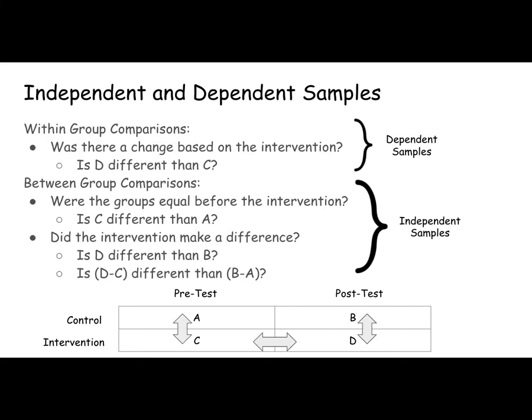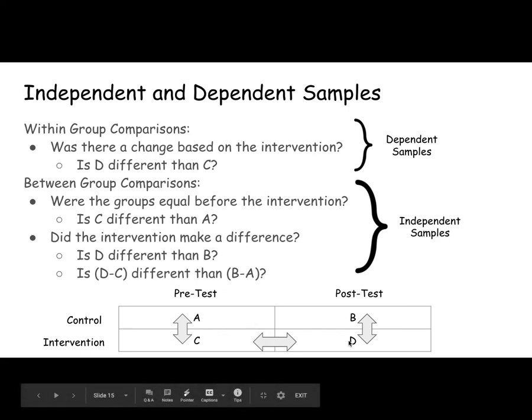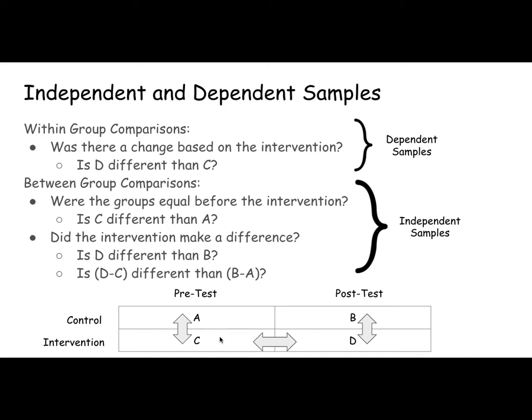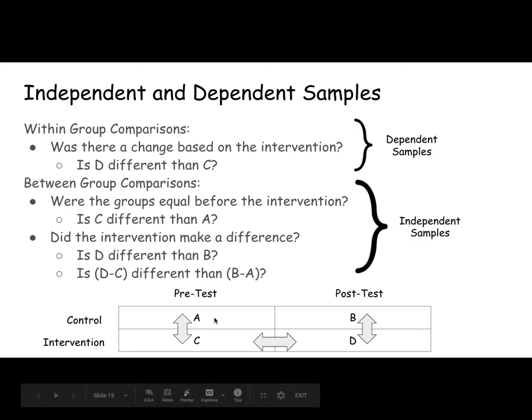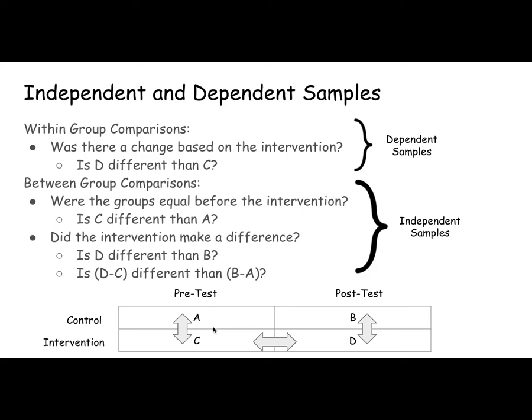And these are the kinds of questions they're most likely to want to answer. They may want to know, was there a change in the intervention group based on the intervention? So was there a change from pre-test to post-test? That's using dependent samples. They're also likely to want to know things like, were these groups equal before the intervention? That idea of baseline equality. So they'll be comparing the control and intervention group before the intervention, at baseline. That's an independent samples comparison.